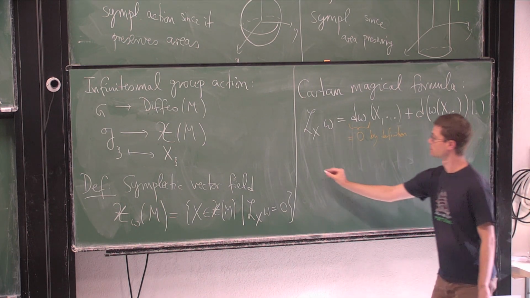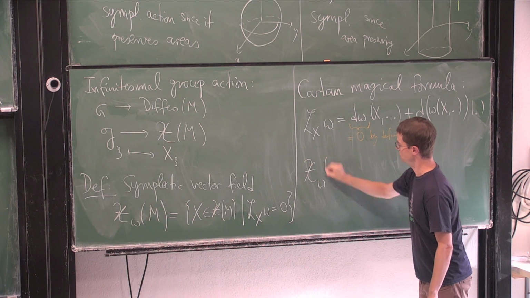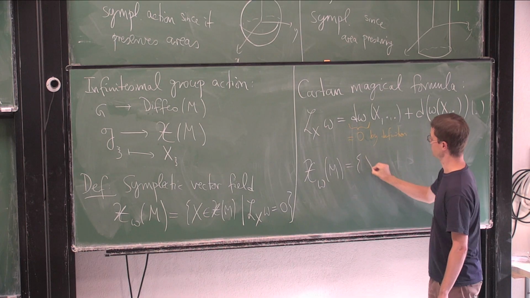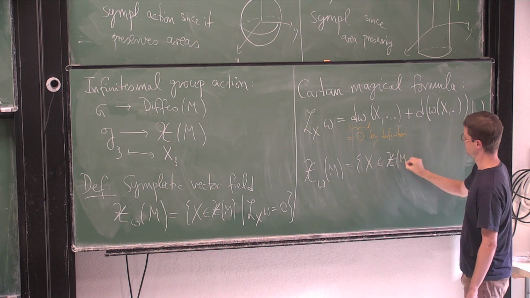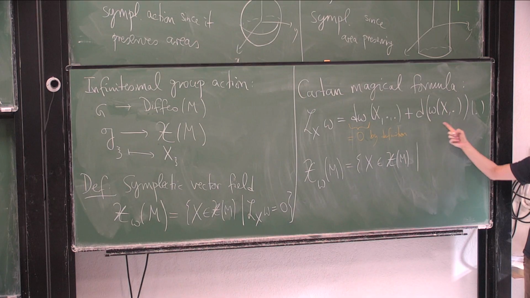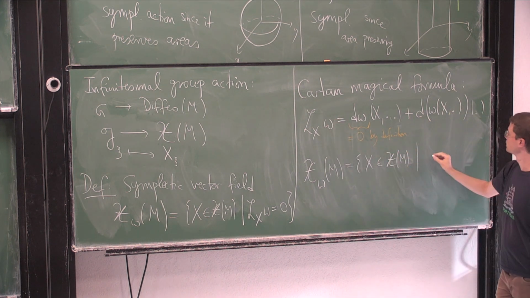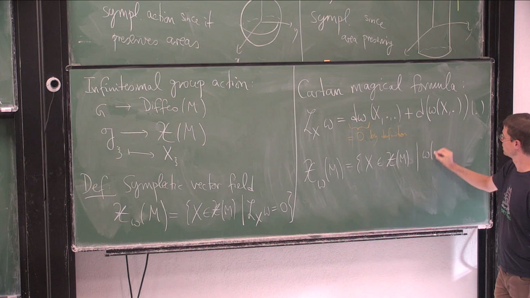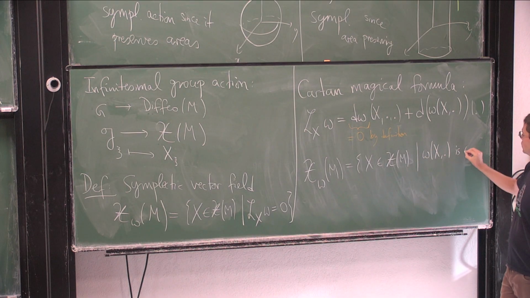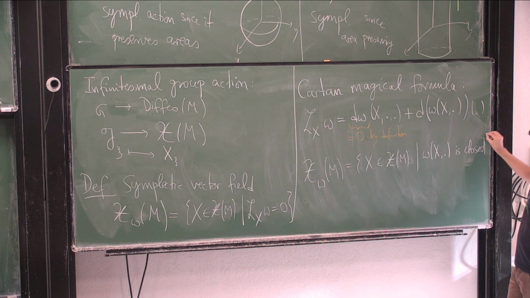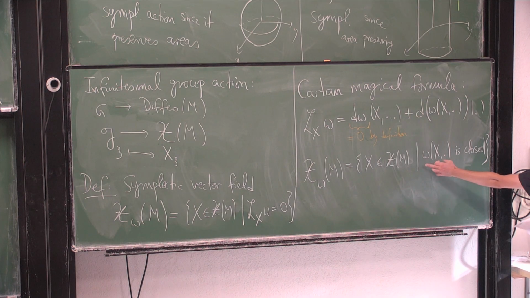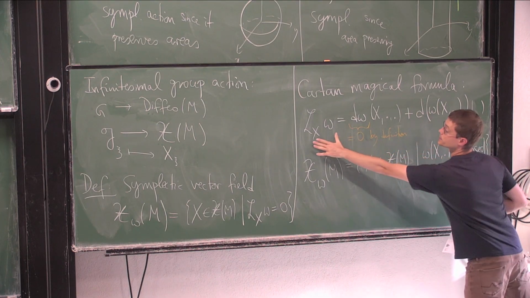And so you can say that these symplectic vector fields are vector fields such that the contraction of the symplectic form by this vector field is closed, because you want this to be 0. This contraction gives you a 1 form. This 1 form should be closed. Then this differential is 0, and then this Lie derivative is 0.